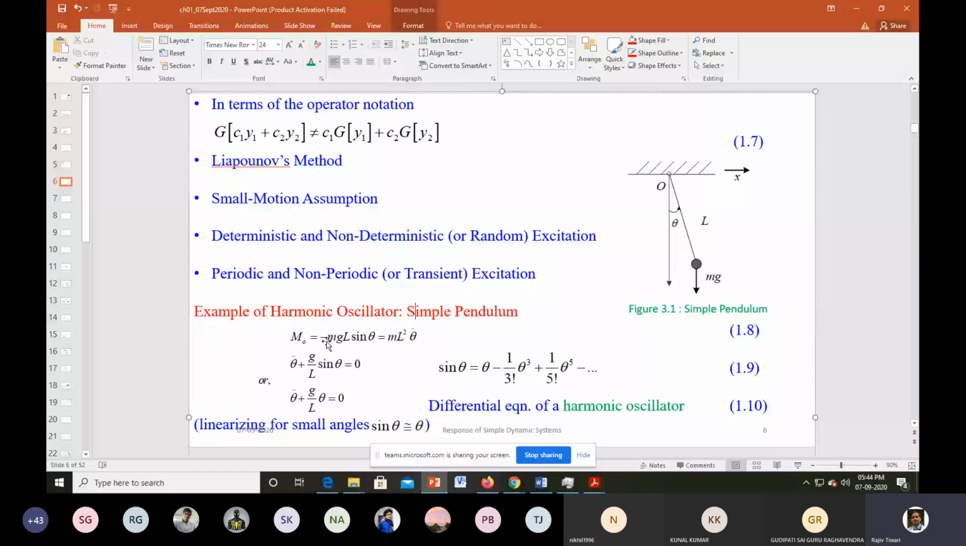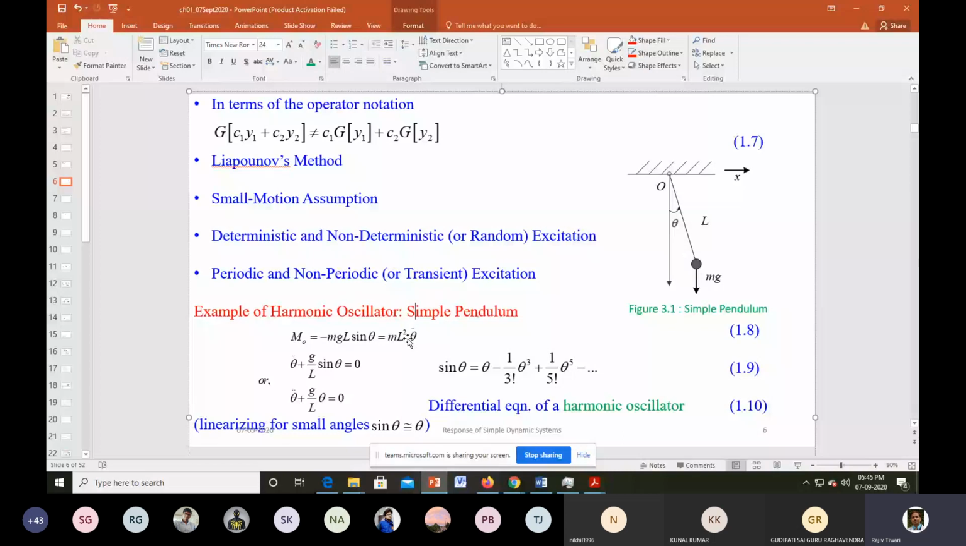So this is the only force acting on the bob in the tangential direction, and that should be equal to the rotary inertia of this bob about this point. That is ml square, the polar moment of inertia of the bob about O, and theta double dot is the angular acceleration. This is simple Newton's law, in which we write that the sum of forces acting on the bob is equal to the inertia force. Here the coordinate is rotational, so the inertia force is an inertia moment.